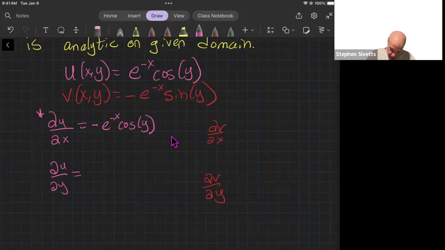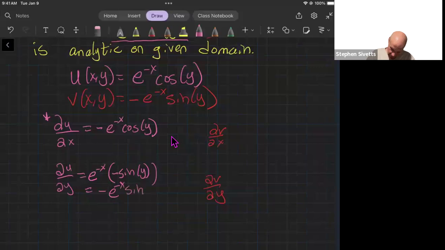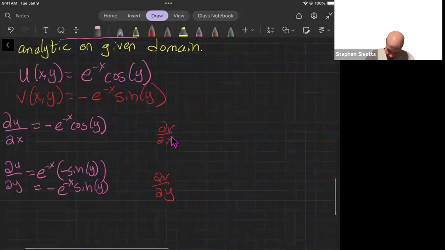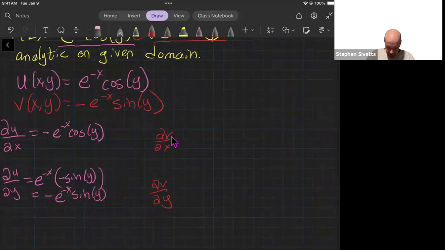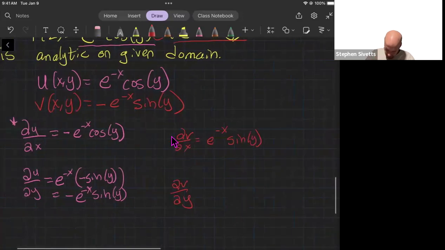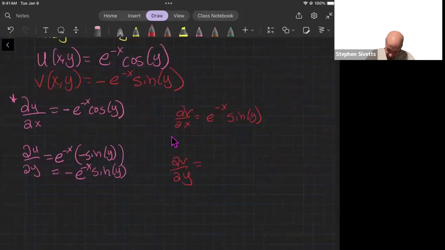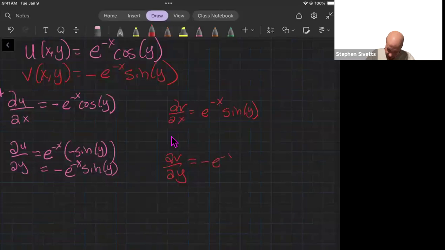So we'll leave e to the minus x as a constant, and the derivative of cosine of y is minus sine of y. So I'm going to reduce this down to minus e to the minus x sine y. Same thing for v. Partial of v with respect to x would be e to the minus x sine y. Partial of v with respect to y is equal to minus e to the minus x cosine y. Okay, that's how you compute those partial derivatives.